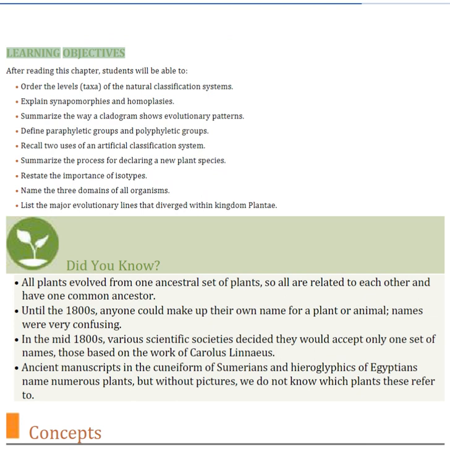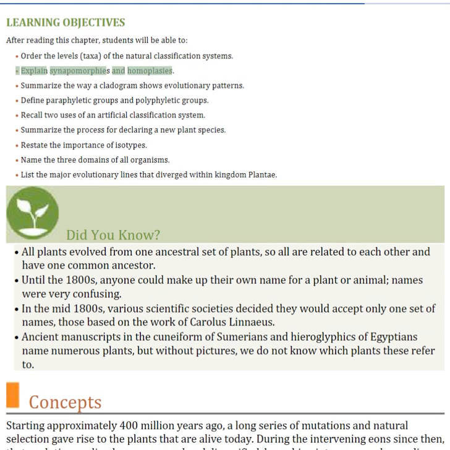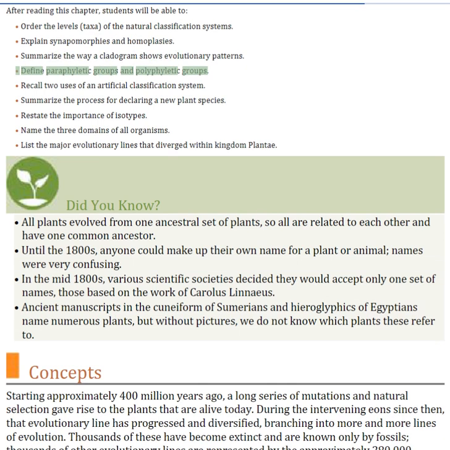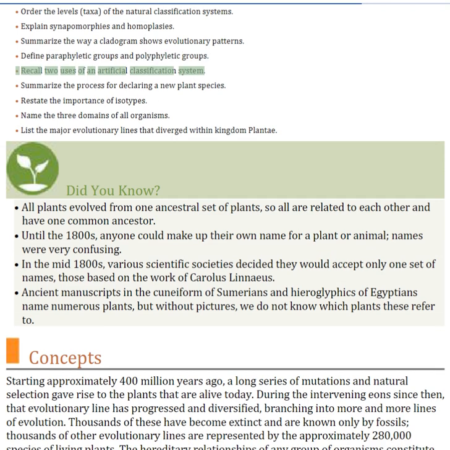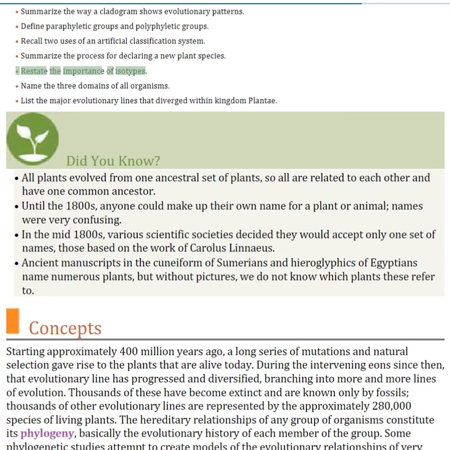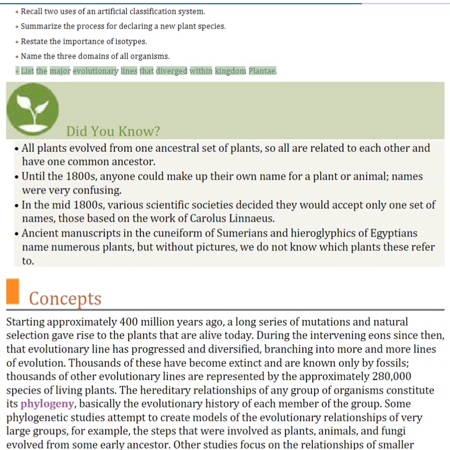Learning objectives. After reading this chapter, students will be able to order the levels of the natural classification systems, explain synapomorphies and homoplasies, summarize the way a cladogram shows evolutionary patterns, define paraphyletic groups and polyphyletic groups, recall 2 uses of an artificial classification system, summarize the process for declaring a new plant species, restate the importance of isotypes, name the 3 domains of all organisms, list the major evolutionary lines that diverged within kingdom Plantae.